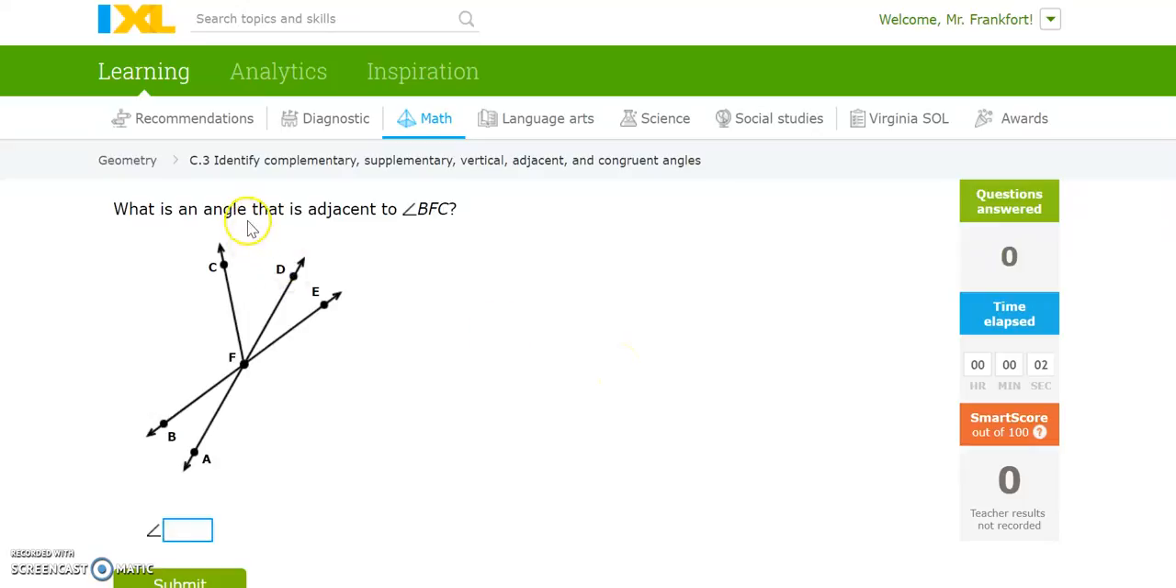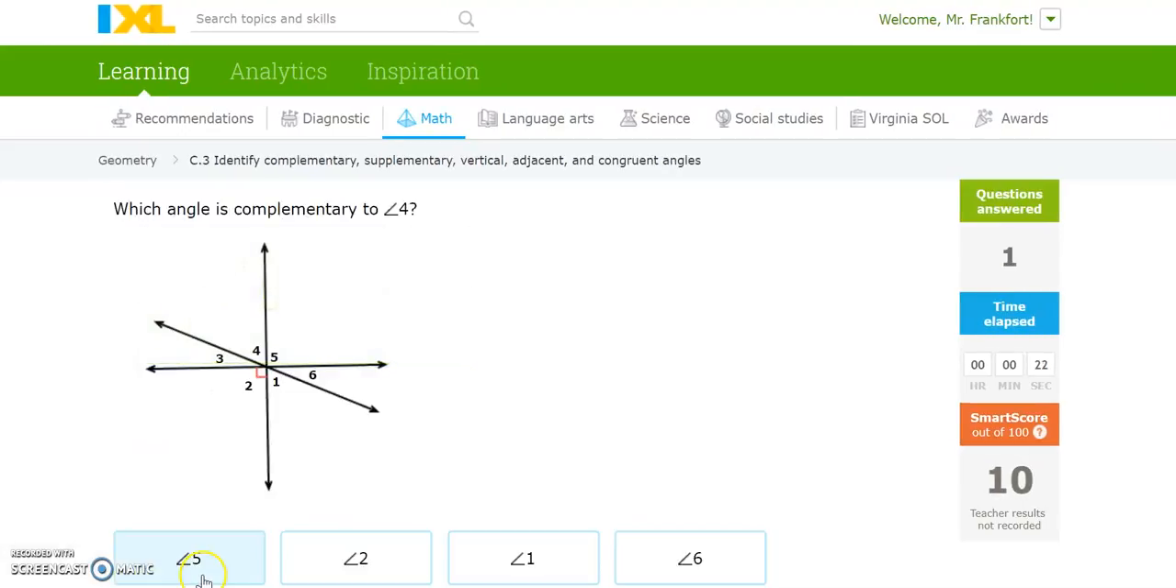All right, we want an angle that is adjacent to BFC. So I'm looking for something next to BFC. Well, next to BFC, I could go 2 directions. I could either go over here, which would be BFA, or if I wanted, I could have said CFD, and it should accept either one of those answers. And it did.